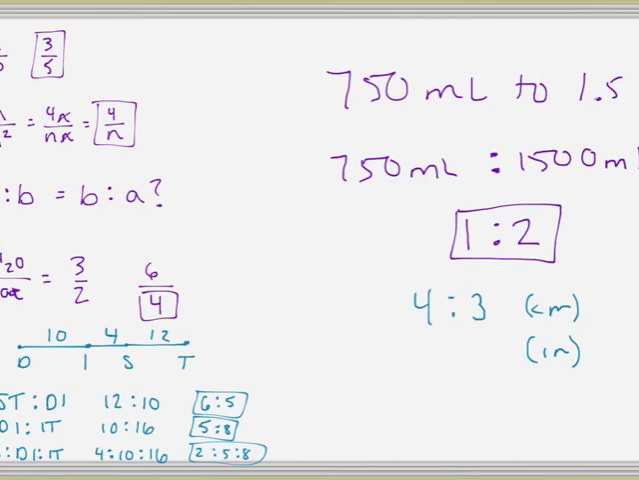A ratio of measurements will always be the same ratio regardless of what units we choose to use, as long as we're using the same units for both parts of that ratio. Okay? So like in the last one, we need to make sure we had the same units for the ratio, but the units we choose actually don't matter.